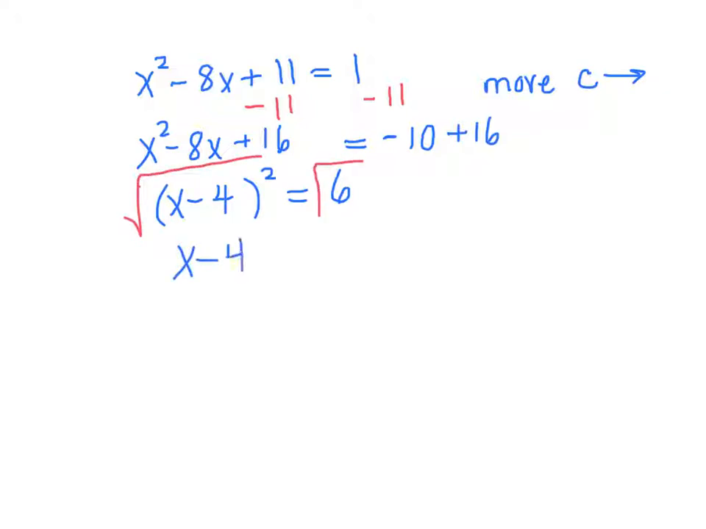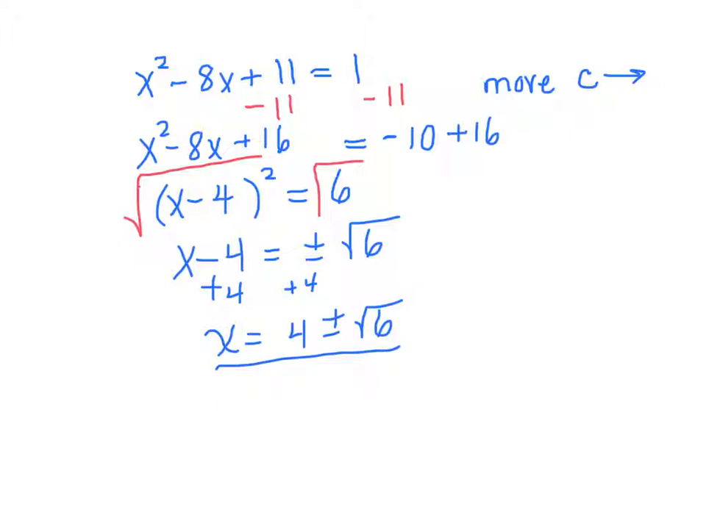So I have x minus 4 equals plus or minus the square root of 6. Then I'm going to add the 4 to the other side, and my x is going to equal 4 plus or minus the square root of 6. These are not whole numbers. That means that the original did not factor. So you can actually just leave your answers just like that, or you can work out the decimals on a calculator, but this is sufficient.